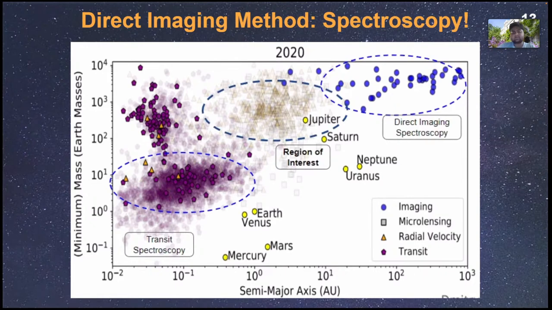So getting direct imaging to be sensitive closer in to stars is something we aspire to do, just so that we're able to characterize all of these large populations of gas giants and other exoplanets. Because characterizing the atmosphere gives us a lot more information about these planets.